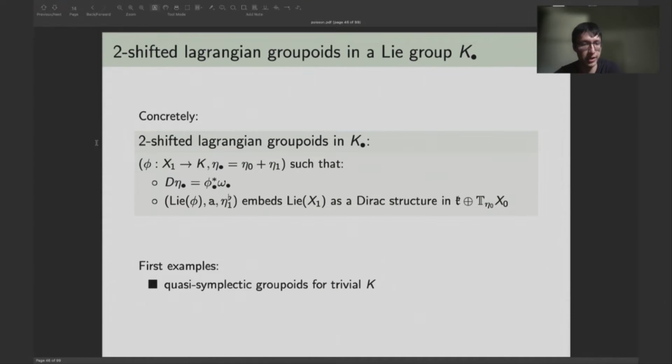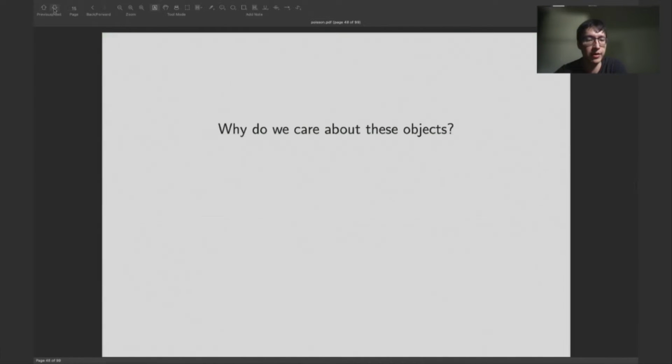So the first examples are quasi-symplectic groupoids, which are given by trivial target. And another important family of examples is given by Lagrangian subgroups. In this case, the isotropic structure is given by the zero form. So why do we care about these objects?